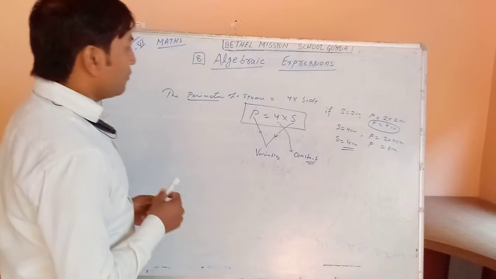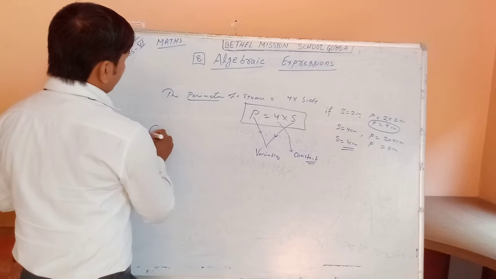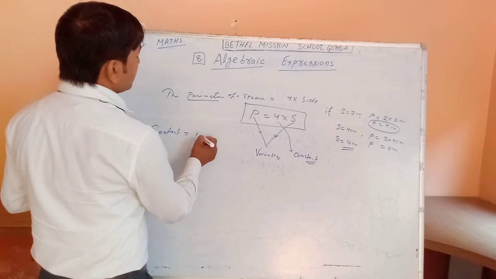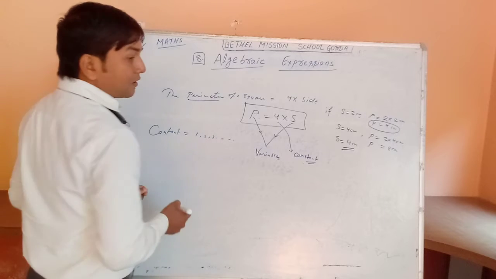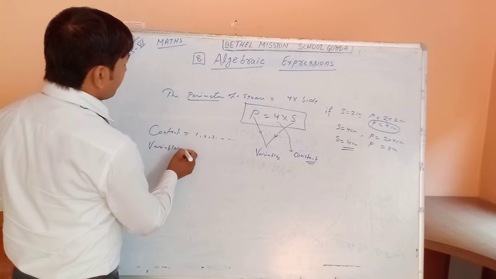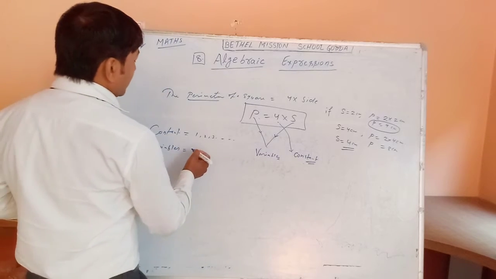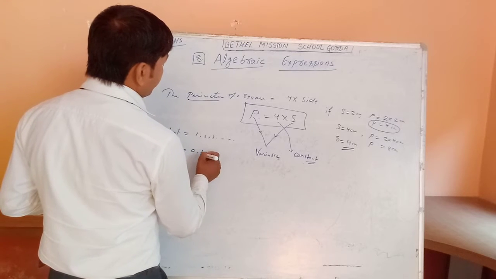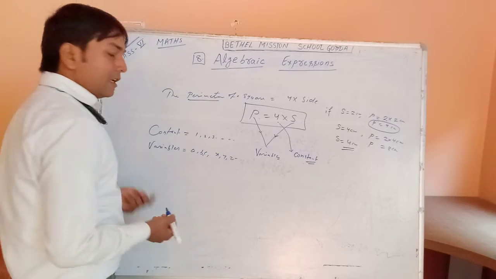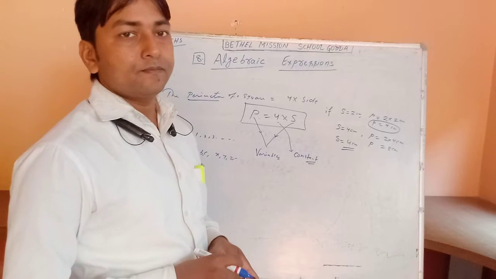Now, what is the constant? We take 1, 2, 3, 4. These are the constants. And for variables, we take any symbol, any letter, that is A, B, C, X, Y, Z. These are variables because their values vary.